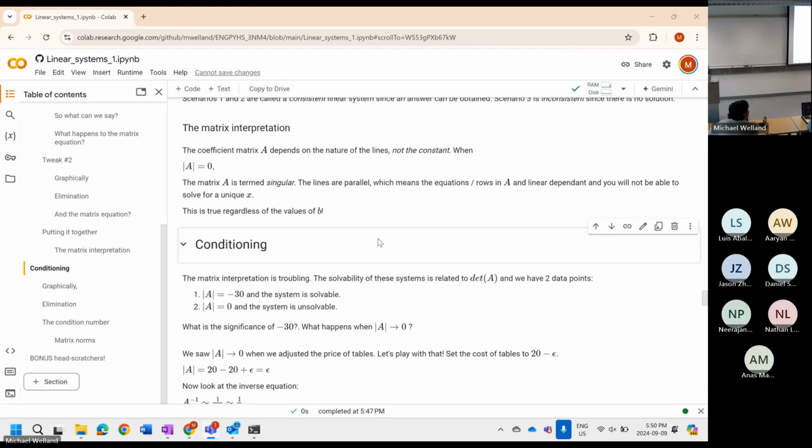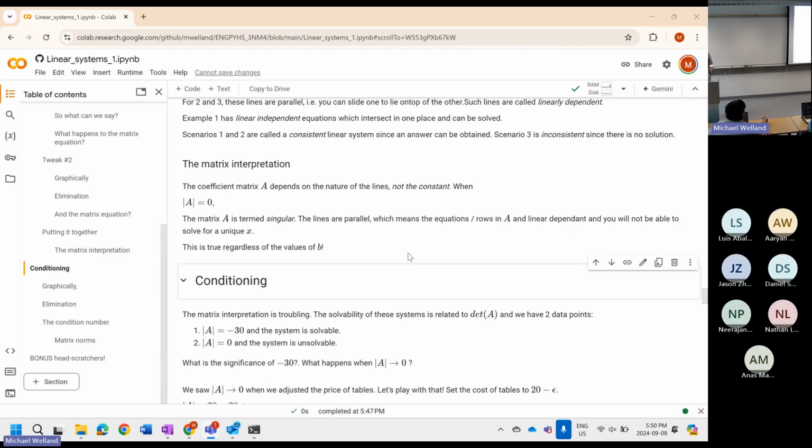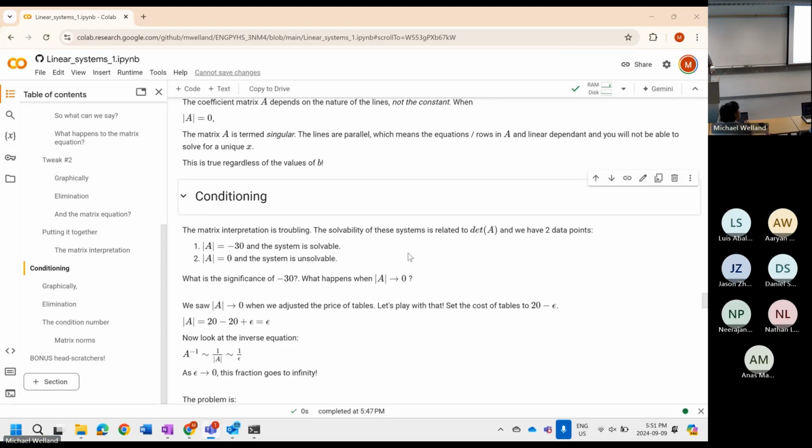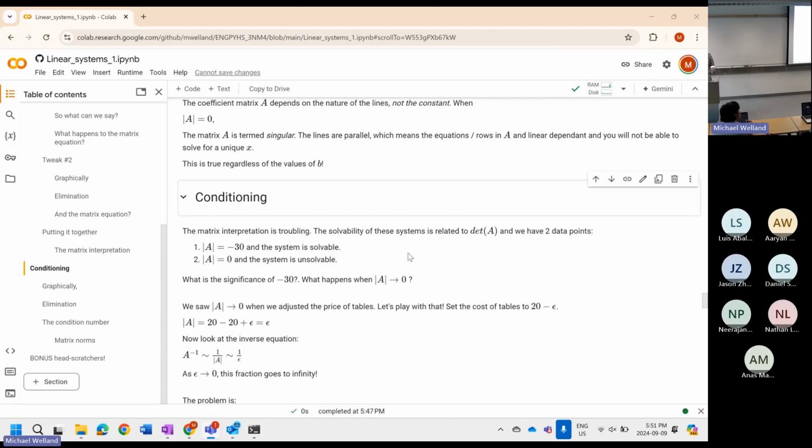All right. So the coefficient matrix A depends on the nature of the lines, not the constants. When the determinant is equal to 0, it is non-invertible. Fine. That's called singular, by the way. Singular matrix, not invertible. This is problematic, and you should be scratching your head a little bit about this. There is presumably some relationship between the determinant of the matrix and the ability to solve it.